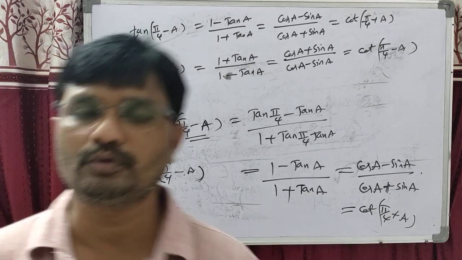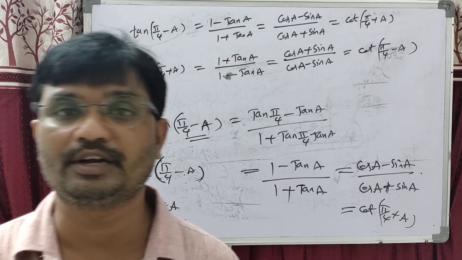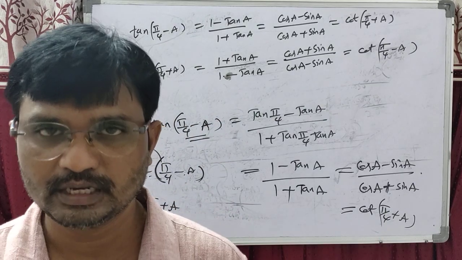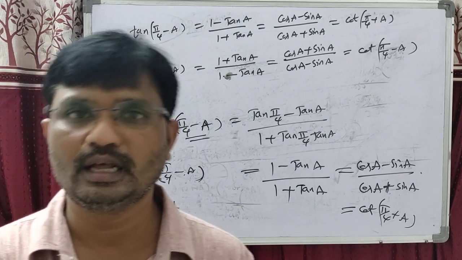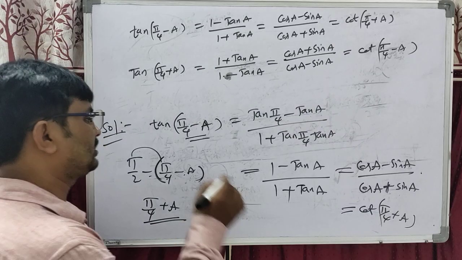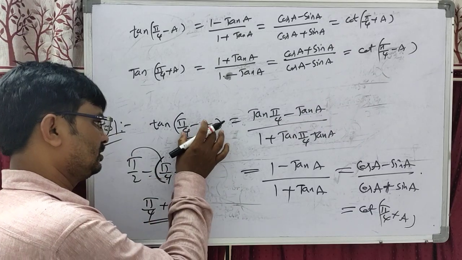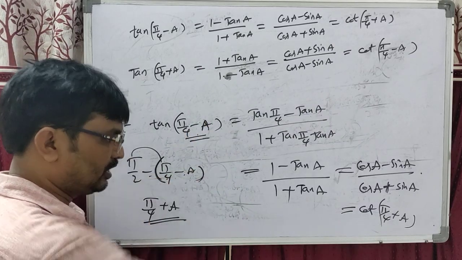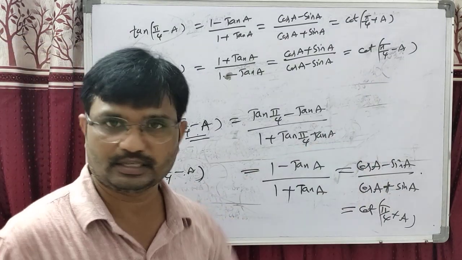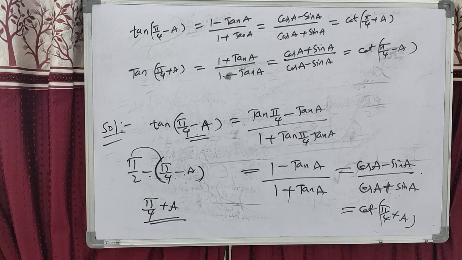For example, tan 30 equals cot 60, and sin 30 equals cos 60. Like this, we can subtract the angle from 90. When this angle is subtracted from 90, it becomes cot of (pi by 4 plus a). Okay students?